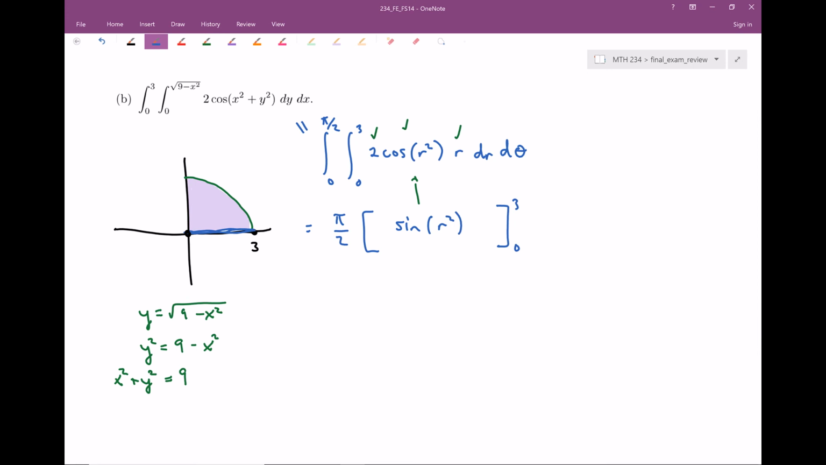And so now we can go ahead and plug in these values. So I get pi over 2 times sine of 3 squared, which is 9, minus sine of 0 squared, which would be 0. So actually, let me just leave that out. So my final answer here is going to be pi over 2 times the sine of 9. Nothing more we can do to simplify that.